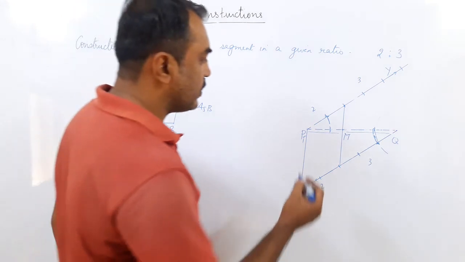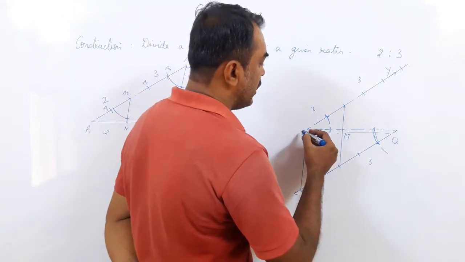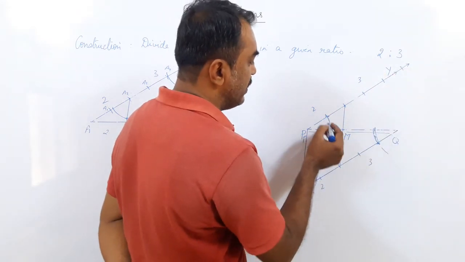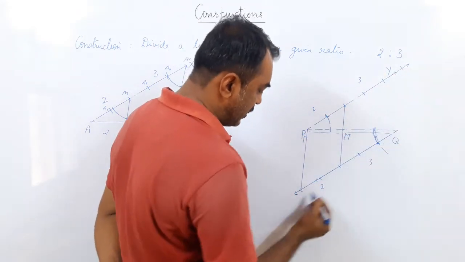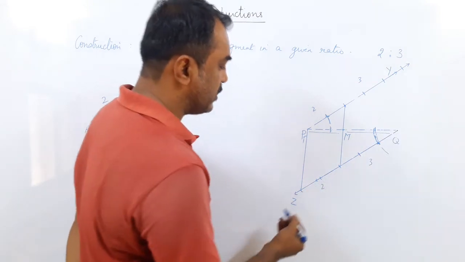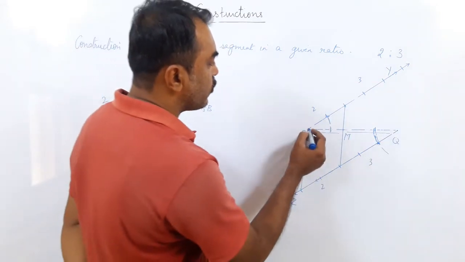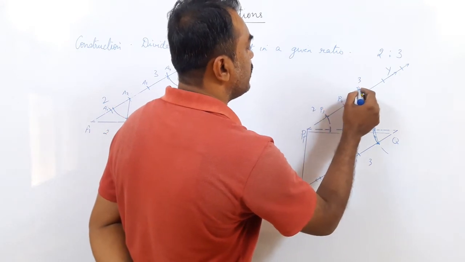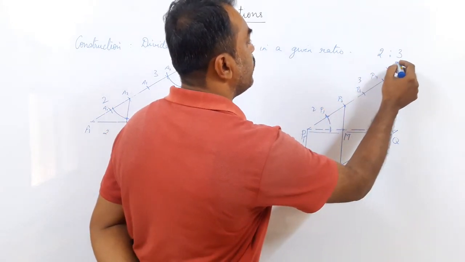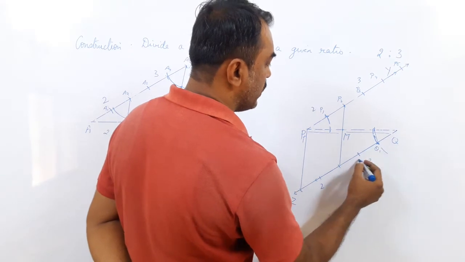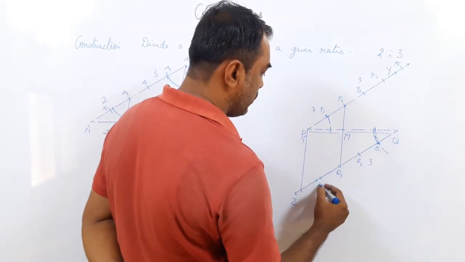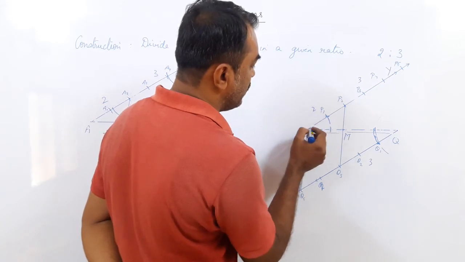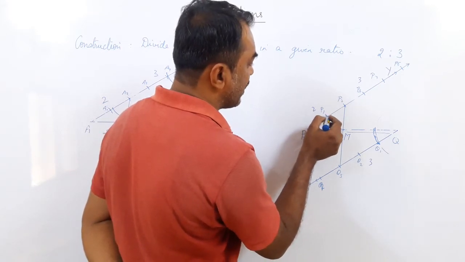Here I did something different. I got PQ, and I drew a ray PY with a certain angle. Now with this angle, using the alternate angle, I drew QZ. So these two are parallel. From P I cut P1, P2, P3, P4 and P5, and from Q I cut Q1, Q2, Q3, Q4, Q5. How do I cut? From P I take a radius and get P1. Taking P as the center, I cut an arc at P1.